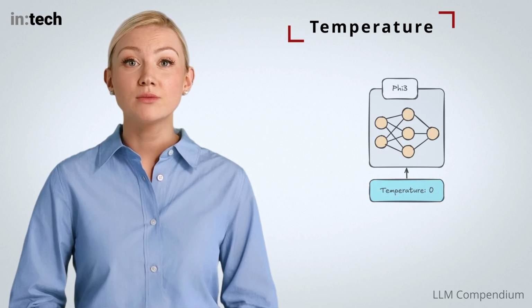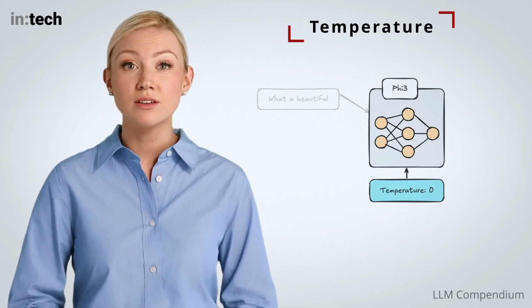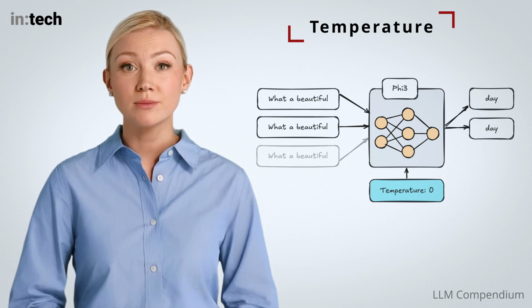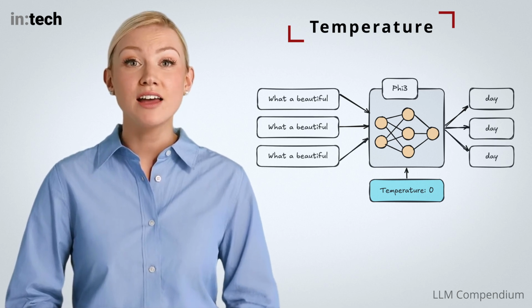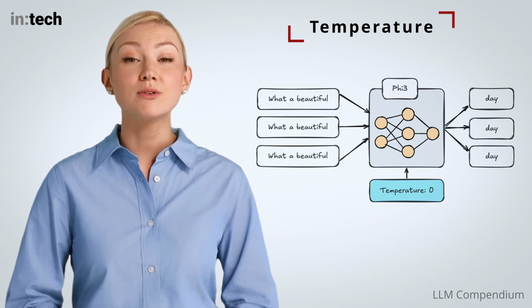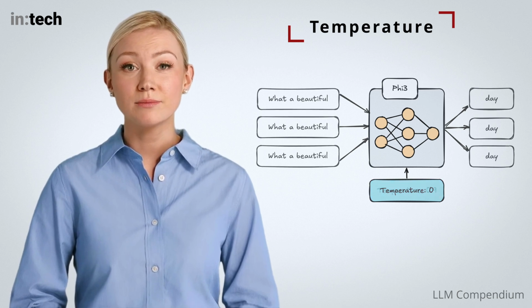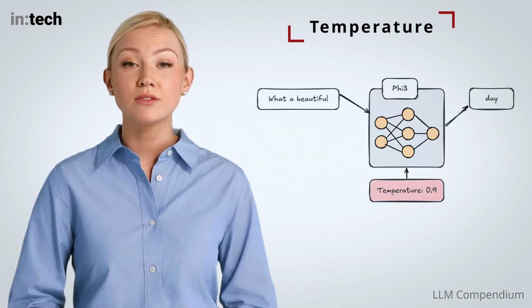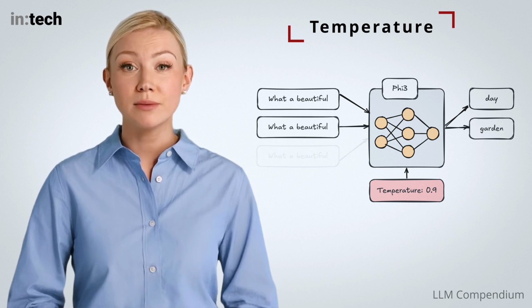For example, when temperature is close to 0, the same input prompt will result in the same answer at all times. The label phi3 in the diagram refers to the name of the language model that we tested. When we increase the temperature and try the same input prompt, we will get different results each time.